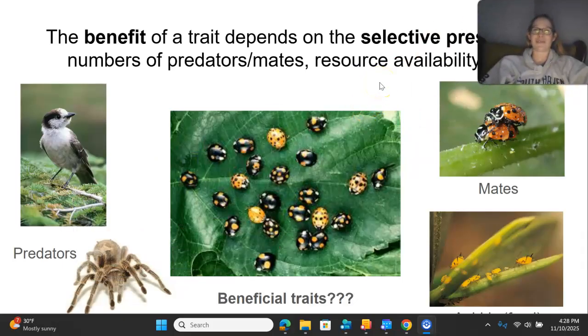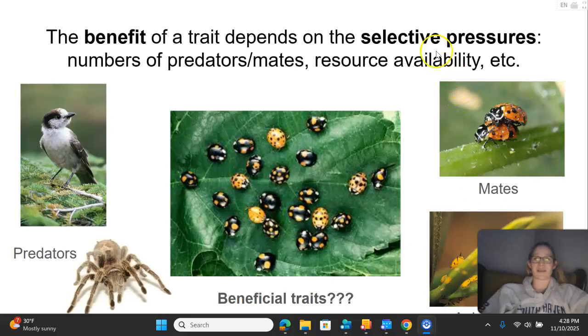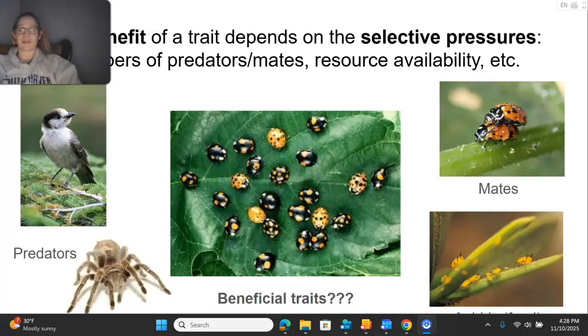Alright, so the benefit of a trait depends on the selective pressures: the numbers of predators, mates, resource availability, etc. Selective pressures are essentially anything that can kill you, right? Anything that can select against you. So this might include predators for these ladybugs, right? Spiders, birds, the availability of mates, the number of resources that they have to eat. Here are the aphids we talked about earlier in the semester.